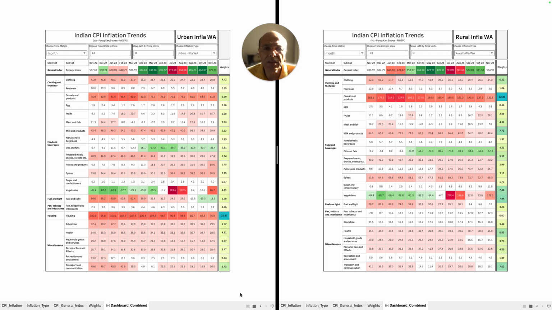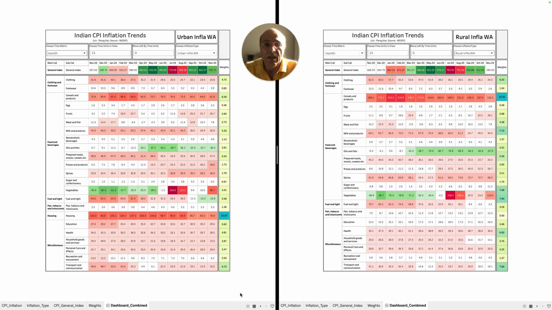Now friends, what I am planning to do in this presentation is that not only will we look at the absolute inflation numbers and the trends we are observing over a period of time, but we are planning to focus on comparing the two economies of India, which is urban versus rural. And we will see how the inflation numbers of both these economies are changing over a period of time and how they compare with each other.